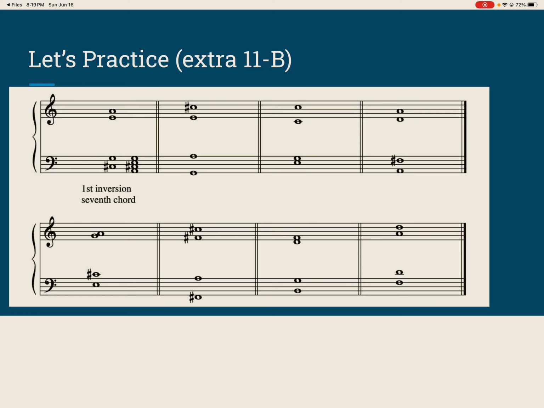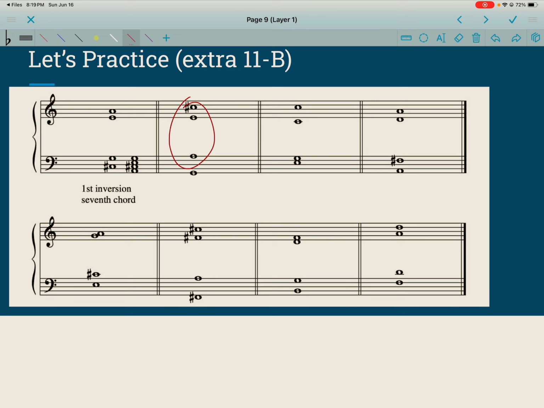This is extra. This is exercise 11B, which I will post an answer key for, if you would like to practice it. Essentially, it's having you practice writing your open position notes from open position to closed position. So if I have a G, an E, a C sharp, so C sharp, E, G, and A, I'm going to move that G so that's in a better spot. And if I look here and I'm writing this, my goal is to have everything stacked in thirds.